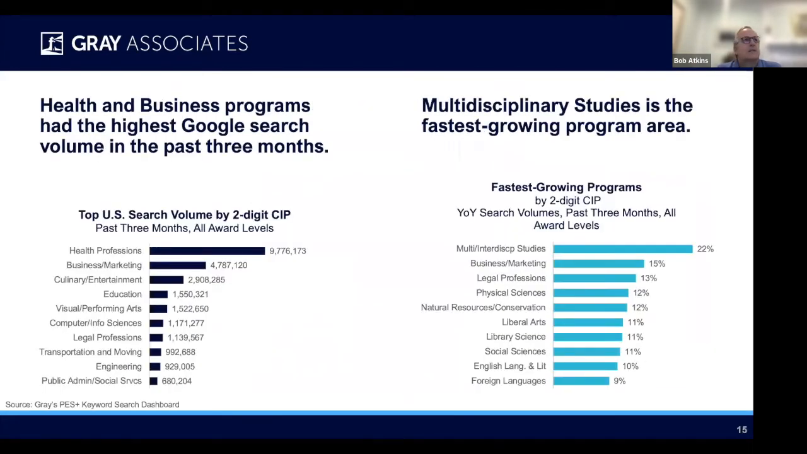Let's see. I'm going to keep going because I don't want to get too far behind on time. In terms of search volume, we're looking at this here by 2-digit zip. That's aggregated, versus a 6-digit zip, which is very detailed. That would be RN to BSN in nursing, then a 4-digit, which would be nursing, and a 2-digit, which is health professions. So that's how it stacks up.